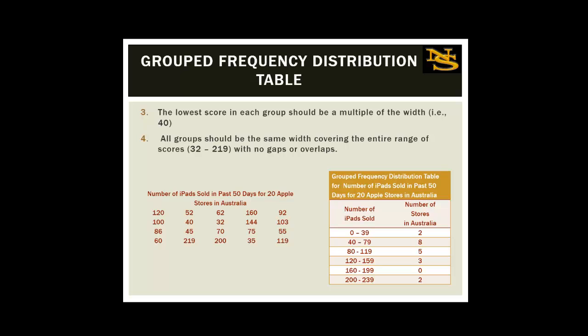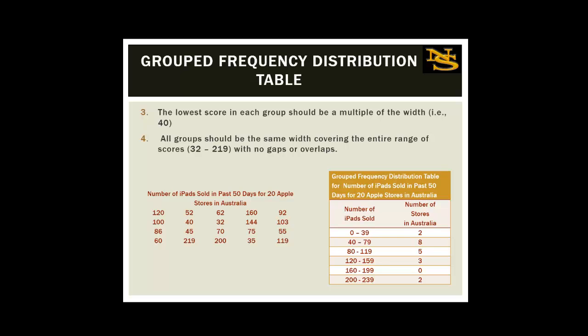39. Then go down. What's just below 80? 79. What's just below 120? 119. What is just below 160? 159. And what's just below 200? 199. There we go. So that makes sure that you don't miss anything, you cover the entire range, and there are no overlaps. So you're not going to have any stores that fall into multiple categories. Because if you sold between 0 and 39, you didn't sell between 40 and 79, for example.